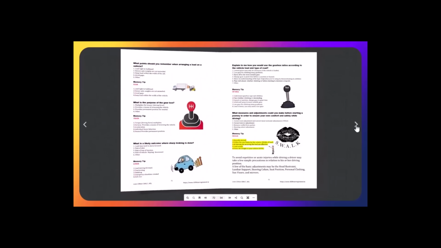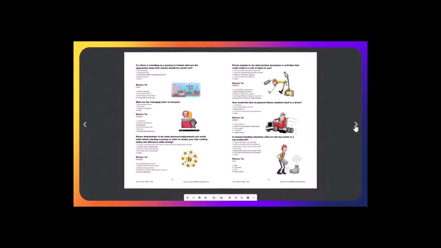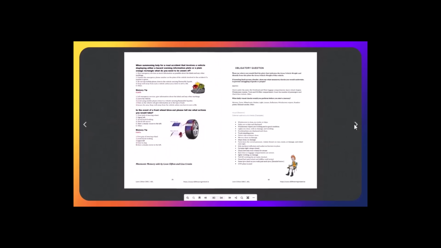So here are all the questions and all the answers and easy ways to memorize the correct answers. At the back here we have obligatory questions. These questions you will be asked. They're obliged to ask. Where would you find the plate that indicates the gross vehicle weight, and identify from this plate the gross vehicle weight of the vehicle? Rather than struggle to find it on the plate, you have to know where the plate is before you do your test, and find out what the gross vehicle weight is beforehand, so you can just point at the plate and say 19.5 ton or whatever it is.